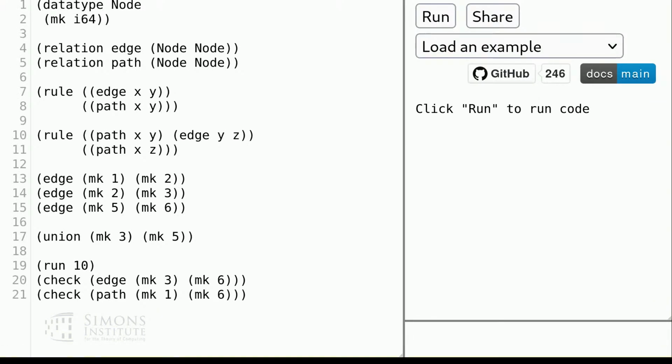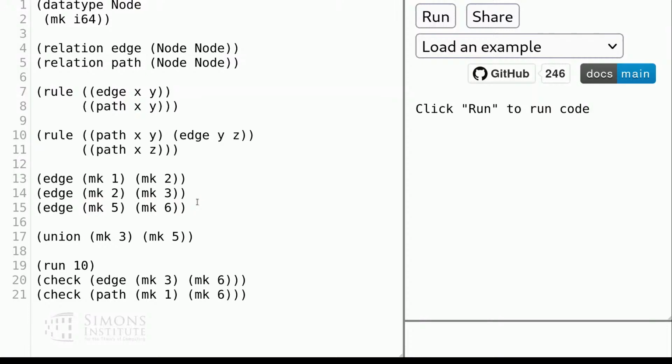OK, so here is an example. This is just a very simple example of what Datalog plus this sort of magical equality can get you. So this is just path reachability. Hopefully these rules are familiar. Edges are paths, and paths compose. This is just transitive closure. Nothing fancy going on here. Here is our sort of IDB. We have an edge between 1 and 2, 2 and 3, and 5 and 6.